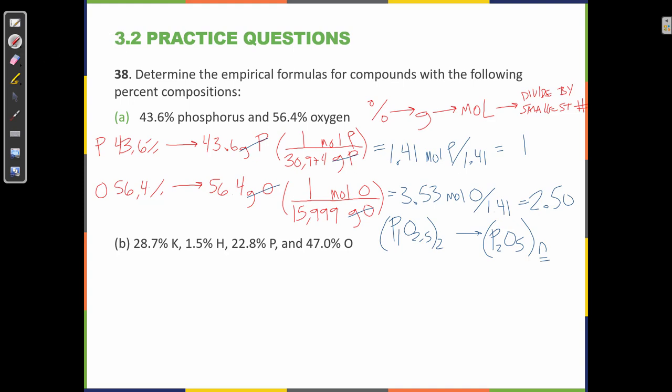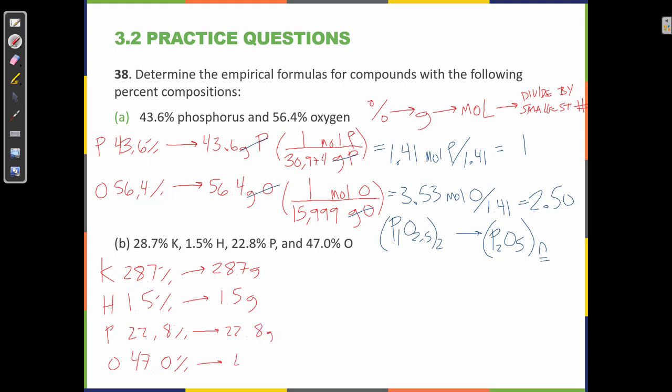So let's do this one more time. Okay, 28.7%, K, 1.5%, H, 22.8%, P, and O 47.0%. So the first step is to convert these to grams, and remember, all you have to do is change the unit. 28.7 grams. 1.5 grams. 22.8 grams. 47.0 grams of oxygen, phosphorus, hydrogen, potassium.